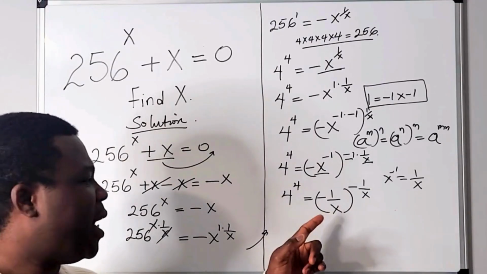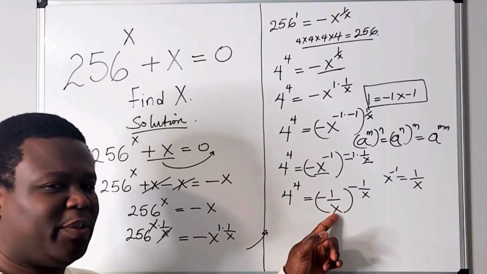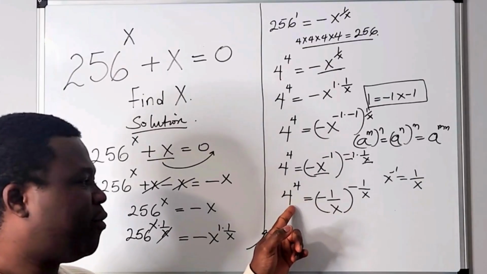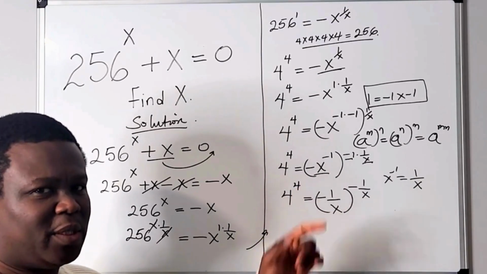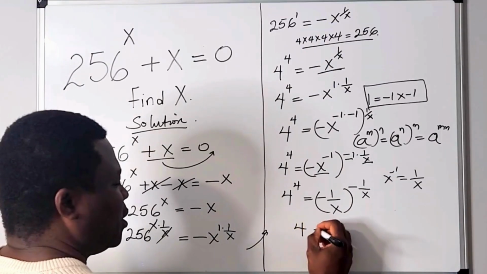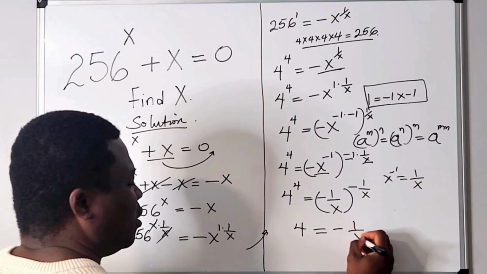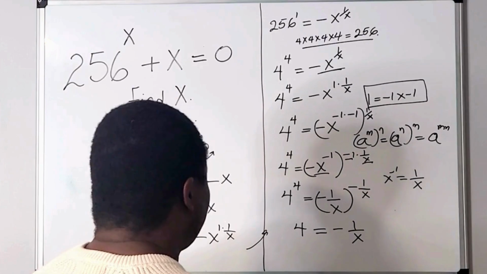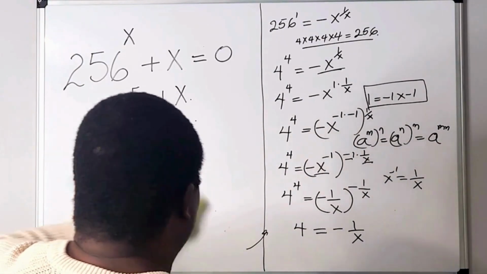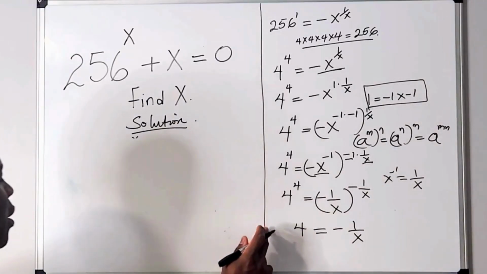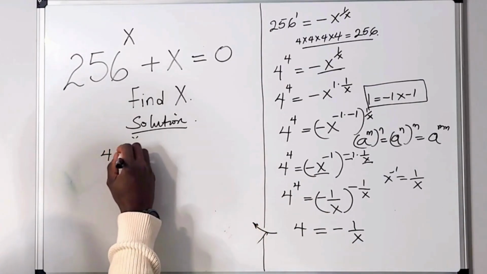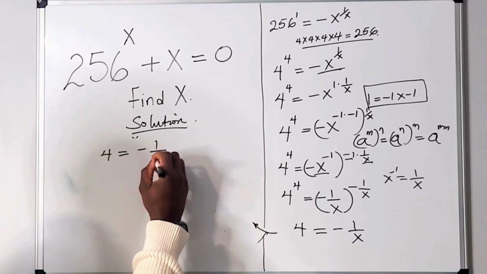Now, we can see that we have minus 1 over x as the base, minus 1 over x as the exponent. We have 4 as the base and 4 as the exponent, so we can just equate. Okay? So now we can say that 4 is equal to minus 1 over x.